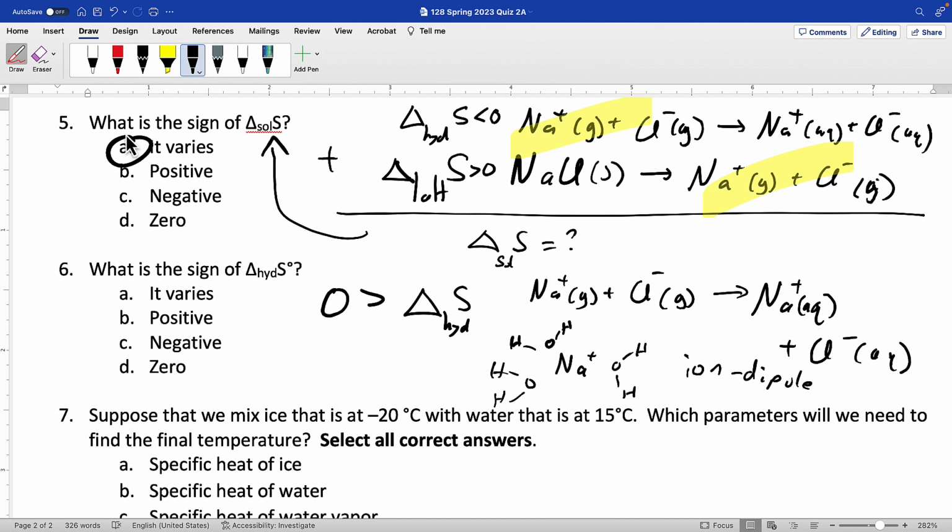So the most common misconception here is to say that when you dissolve a salt, the entropy goes up. If we look up actual numbers for this, we can see that half the time it doesn't, it goes down. So it depends on the individual salt.